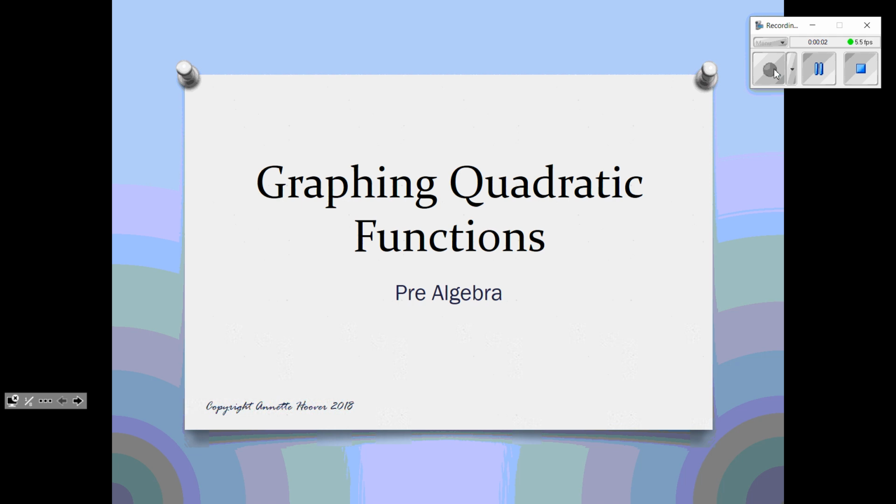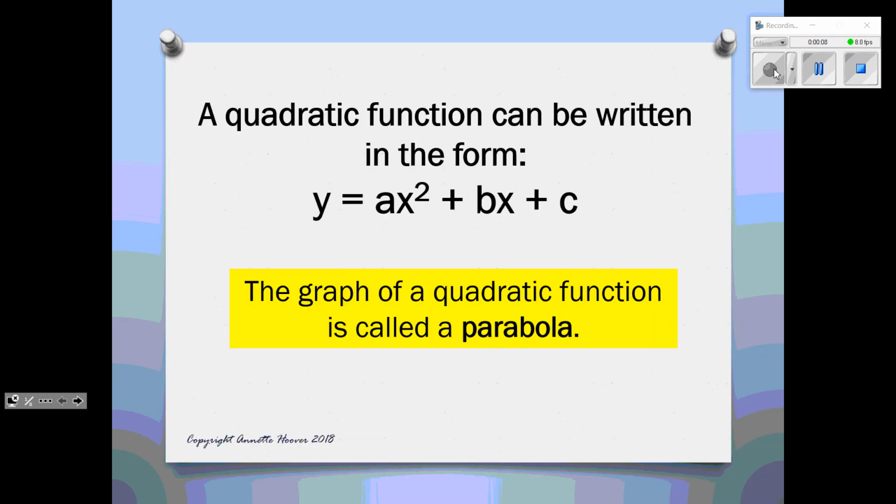This lesson is going to be an introduction into graphing quadratic functions. So first of all, let's look at what a quadratic function would look like. Before, we've looked at linear functions. They were represented with y equals mx plus b, where m was the slope and b was the y-intercept.